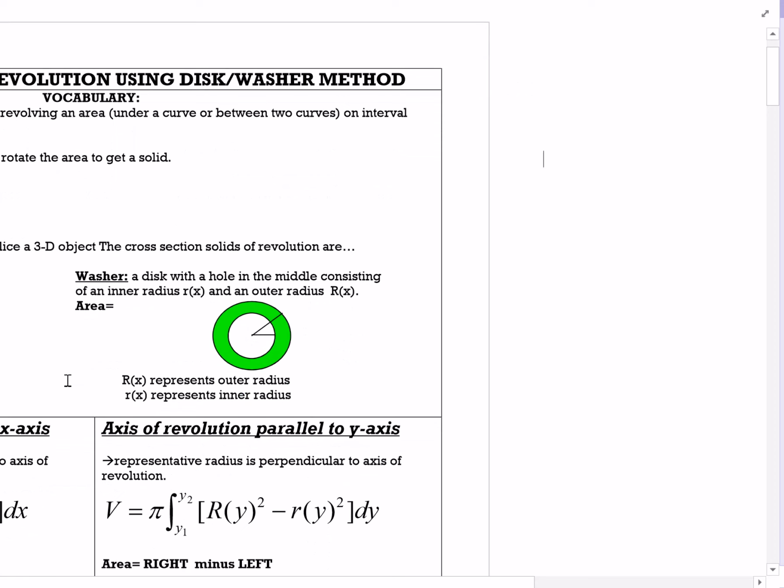Basically what we're going to do is create solids by revolving an object around an axis. So the best way to do this is to actually show you some examples, but let's talk about some vocab first. A solid of revolution is a 3D object made by revolving an area, which comes from a curve or two curves over an interval. That area gets rotated and it creates a 3D object.